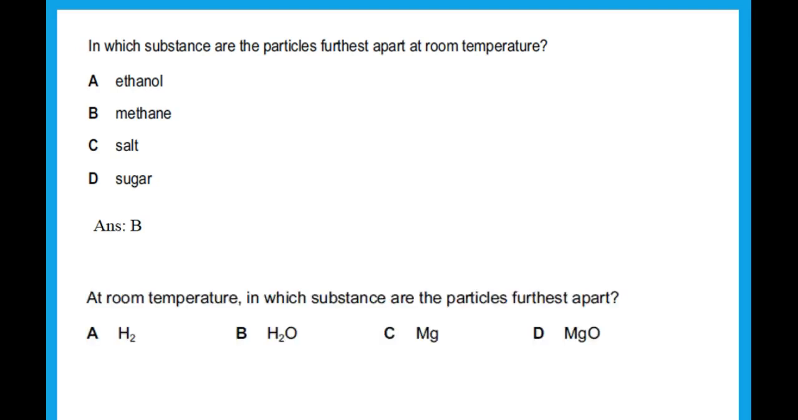Okay? At room temperature, in which substance are the particles furthest apart? This is again looking for particles furthest apart, and that means he's looking for which one is a gas. You realize that H2 is a gas, hydrogen. H2O, that is water, that's a liquid. Mg, magnesium, is a solid, a metal. Magnesium oxide, you should also know it's a solid.